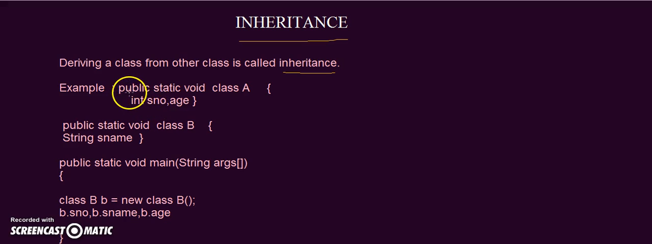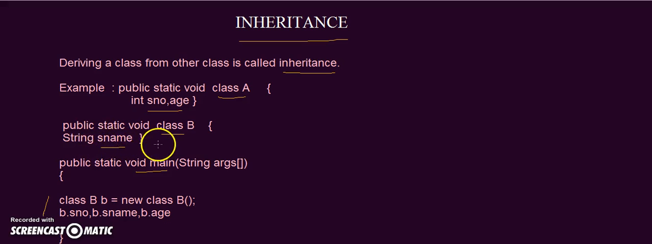Say, for example, I have a class called class A and the members of the class are student number and age, and I have a class called class B, and here I have something called student name. Now this is my main class. You just forget about this. Now I want to make use of even the student number and age in class B, right? Whatever I have declared here, all the data variables, I want to use even in class B.